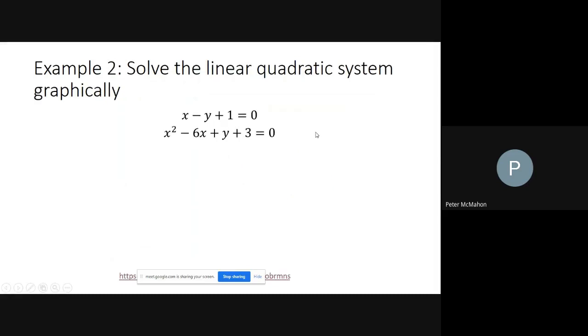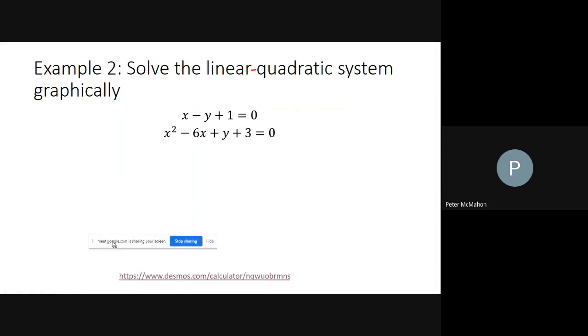Okay, similar thing. So this is what we call a linear quadratic. There should be a dash right here. So linear and a quadratic. So this is a linear equation over here, and this is going to be a quadratic function over here. So this is a linear quadratic system. Solve this one graphically, we're going to do the same way.